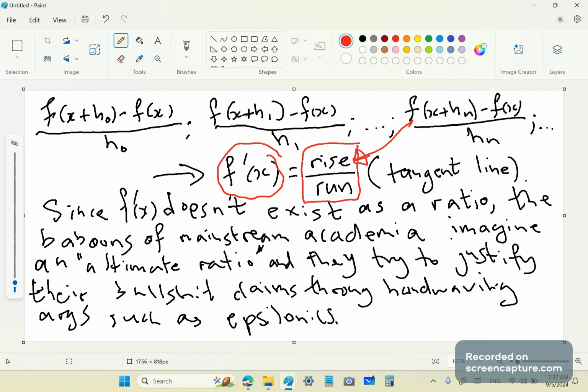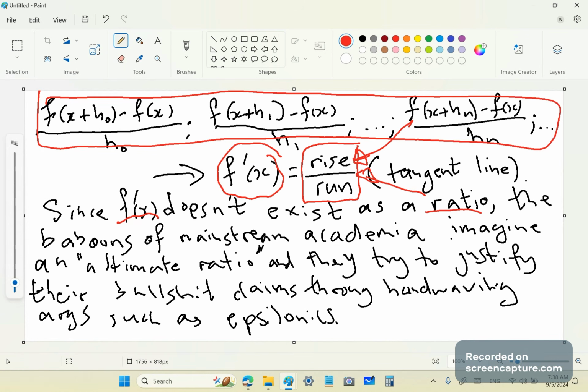And why doesn't it become that? Because it doesn't even matter, by the way, if there's a tangent line at that point. It doesn't matter. And you'll see why now. So f prime of x doesn't exist as a ratio. Do you understand that? As this ratio. It doesn't. It's impossible. The only way you can imagine it is as a limit to which this finite difference sequence converges to. Okay, that's the only way you can imagine it. It's an imaginary concept.